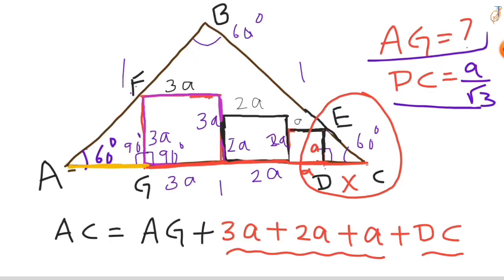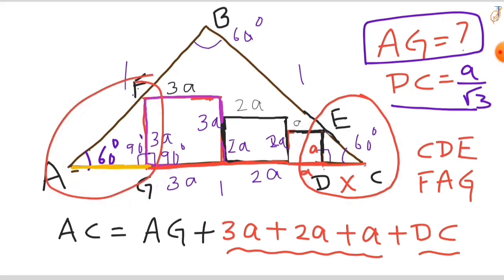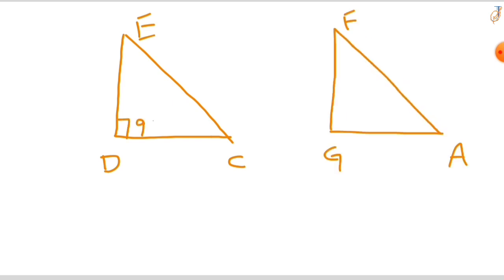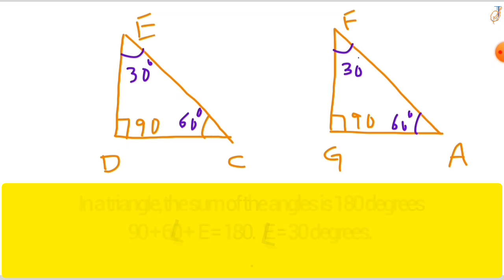Now we need to find the AG length. We have two triangles. Let's observe these two triangles: the CDE triangle and the AFG triangle. That means we can draw this AFG. This is 90 degrees, this is also 90 degrees. This is 60 degrees, this angle is also 60 degrees. And this one is 30 degrees, this angle is also 30 degrees. So here all angles are the same.